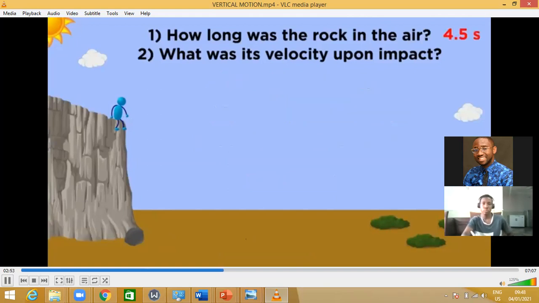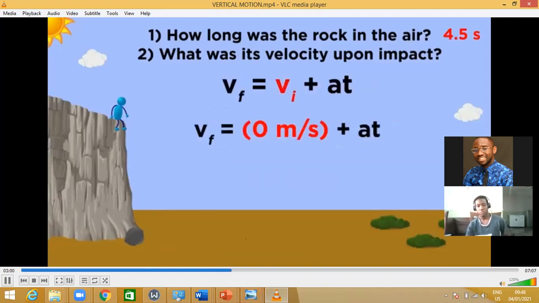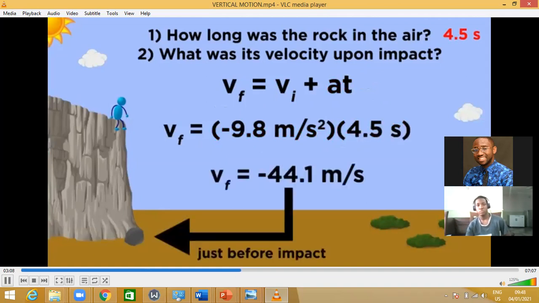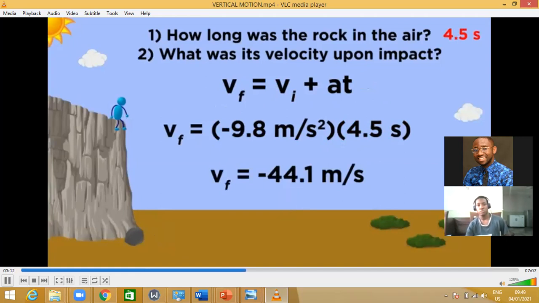Now, if we want to know how fast it is going when it hits the ground, we can use this equation to solve for velocity. Again, initial velocity is 0, and we have negative 9.8 meters per second squared times 4.5 seconds, which gives us negative 44.1 meters per second at the time of impact. This value is negative because velocity is a vector, and the object is traveling in the negative direction.